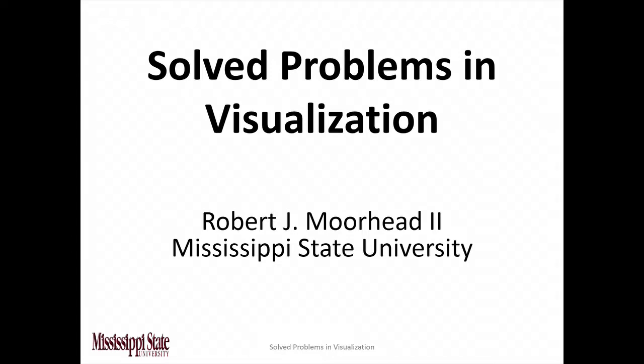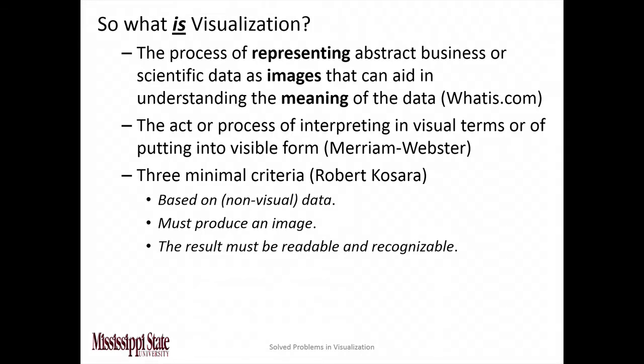Thanks. So, solved problems in visualization. Chris picked on the word solved. I chose to pick on the word visualization. So what is visualization? It's the process of representing abstract business or scientific data as images that can aid in understanding the meaning of the data. That's from whatis.com. Keywords there are highlighted, obviously: representing, images, and meaning.